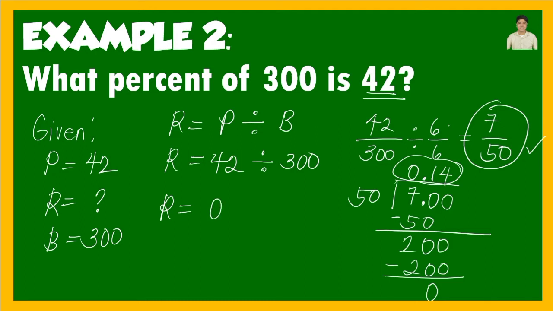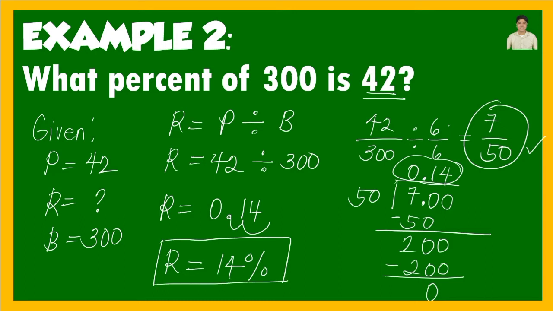So 0.14, i-move po natin 2 decimal places to the right. So this will become 14%. So instead of multiplying the quotient 0.14 by 100, the easiest step is to move 2 decimal places to the right. Anyway, kapag minultiply nyo yung 0.14 or 14 hundredths by 100, lilitaw din po na ang sagot po natin ay 14. So, yung mas madali na lang po. So, to answer the question, what percent of 300 is 42? The answer is 14%.